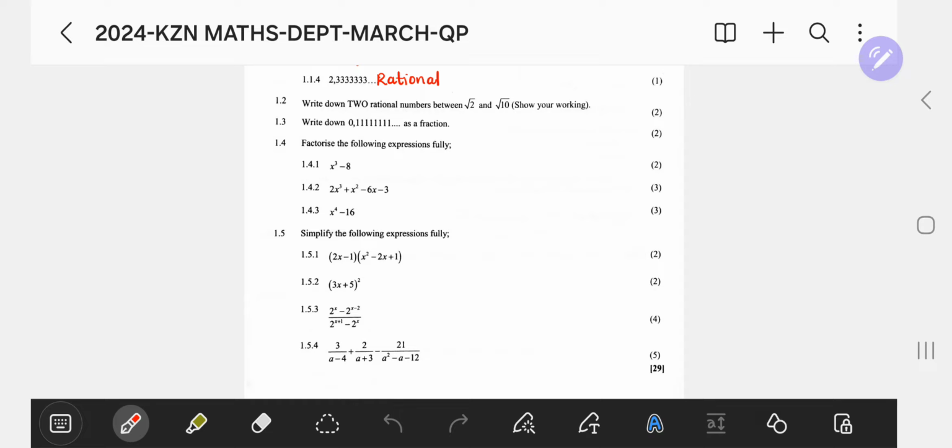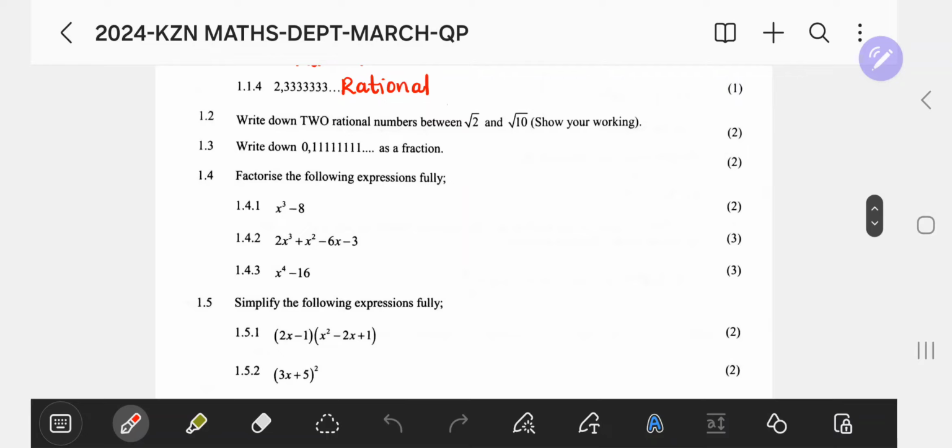So we're now on to 1.3. And we need to write down 0.111111. So there are 2, 4, 6, 8 ones. This is what we need to write as a fraction. So this was a question that I was talking about, where we have recurring decimals and we need to write it as a fraction. This is something that you learned in grade 9. So they still expect you to remember it and to be able to apply it this year. Let's have a look.